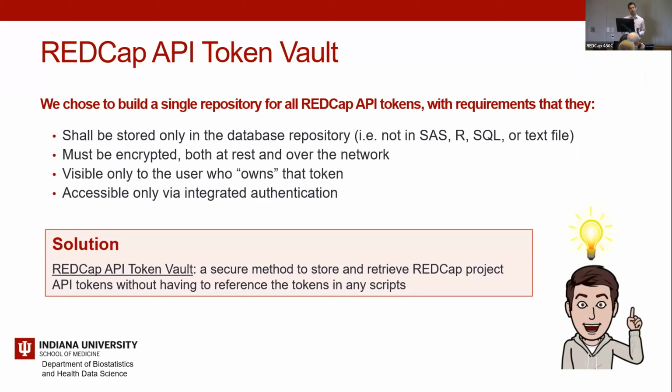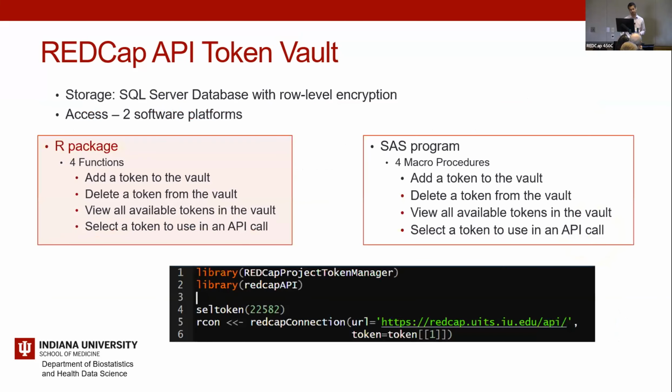First, they should be stored in a database repository only. They must be encrypted both at rest and over the network. They should be visible only to those users who own that particular token. And then they're accessible only via integrated authentication. All of that came to our solution, which we call the REDCap API token vault. It's a secure method to store and retrieve REDCap project API tokens without having to reference those tokens explicitly in any scripts. The way this works, we have a storage component.